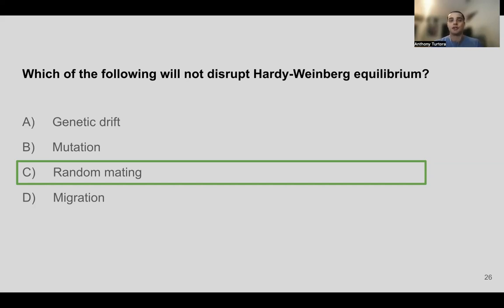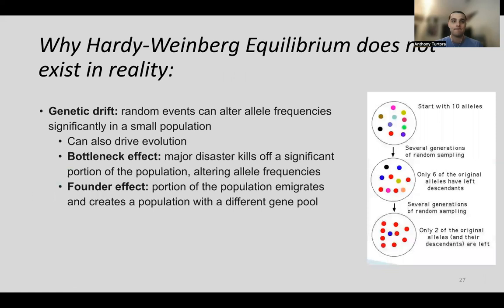And we'll talk about in the next slides that these are things that happen in real life, but when discussing Hardy-Weinberg equilibrium, these are just things that we take to be true. All right, so as I was saying, why Hardy-Weinberg equilibrium doesn't actually exist in reality. One reason is genetic drift or random drift, which is random events that can alter allele frequencies significantly in a small population.